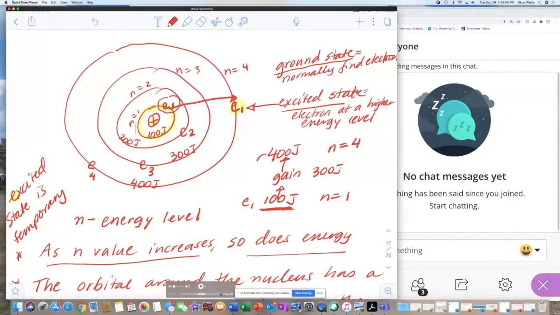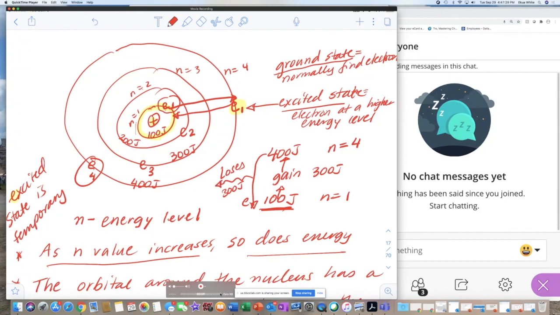Well, the electron loses all the energy it gained to get back to 100 joules. So we see here it loses 300 joules of energy. When it does that, guess what happens? It's now able to go back home. It's like, okay, I want to visit you, E4. We had a great time together being in your orbit, but now I gotta go back home. Then the electron loses energy as it goes back home to its ground state. Now at its ground state, the electron once again has 100 joules of energy, okay?